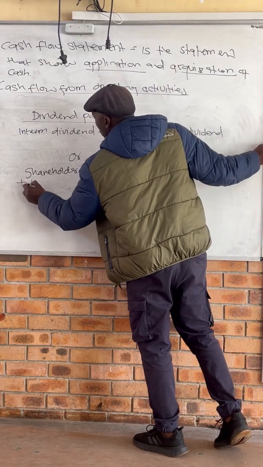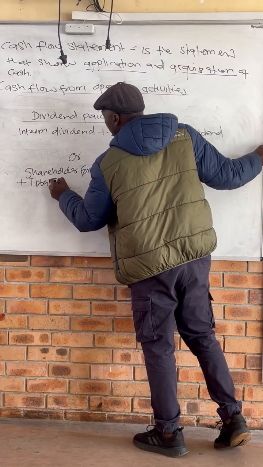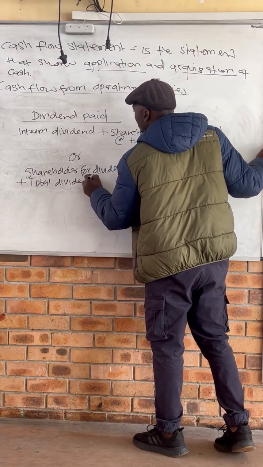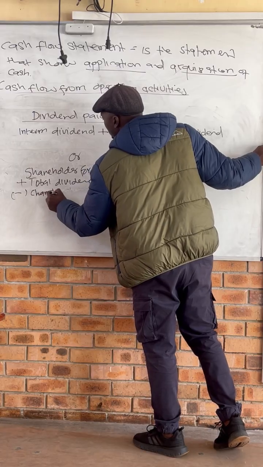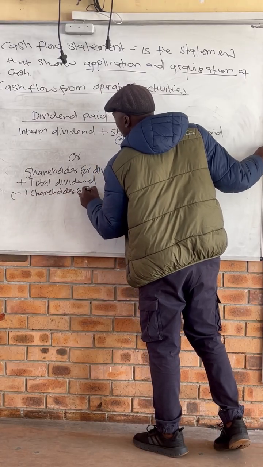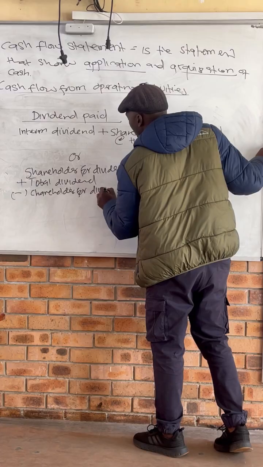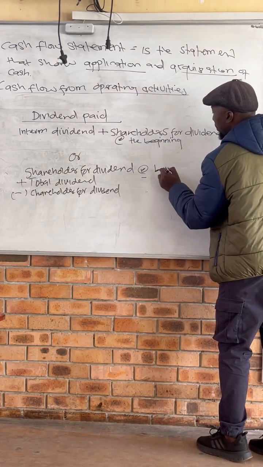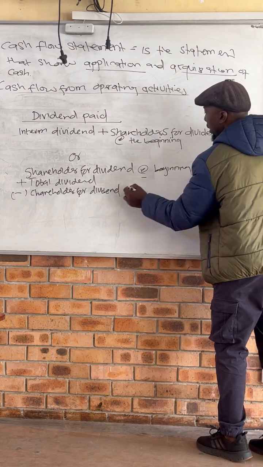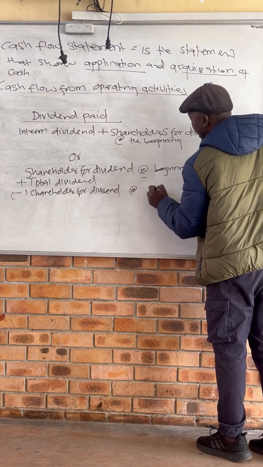And then you add your total dividend. And then you subtract your shareholders for dividend. Now this is shareholders for dividend at the beginning. And then this is the shareholders for dividend at the end.